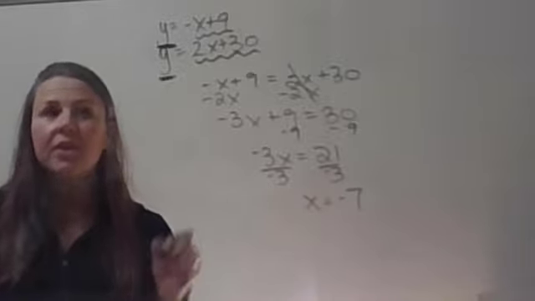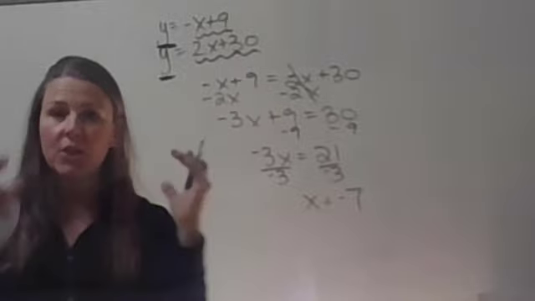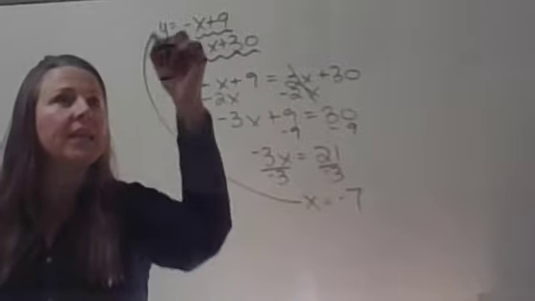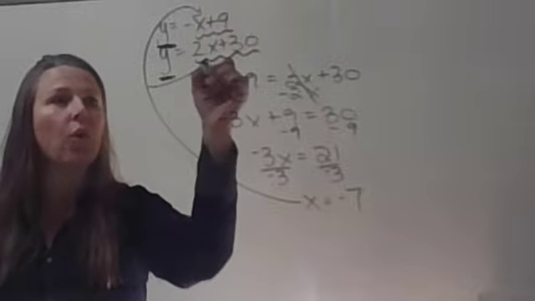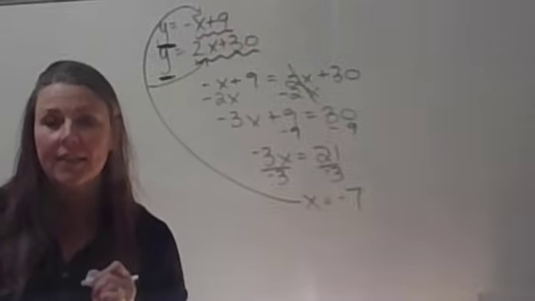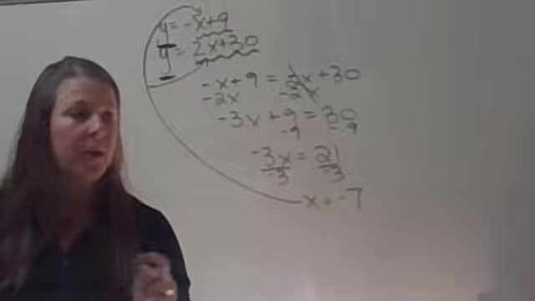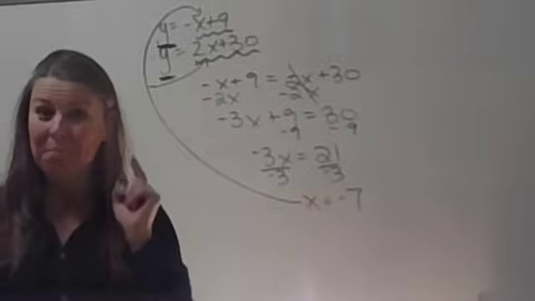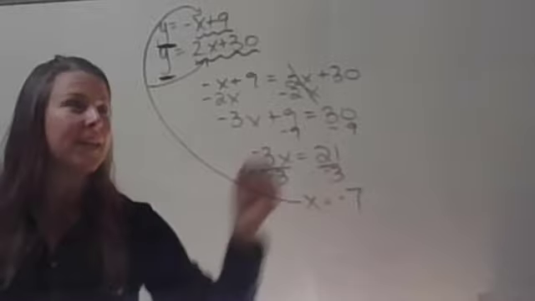Now remember, the solution to a system is an ordered pair point. So you need to plug in the negative 7 either here or here in for x and see which one works. So I'm going to do both because if they're both the same, we know we did it right.